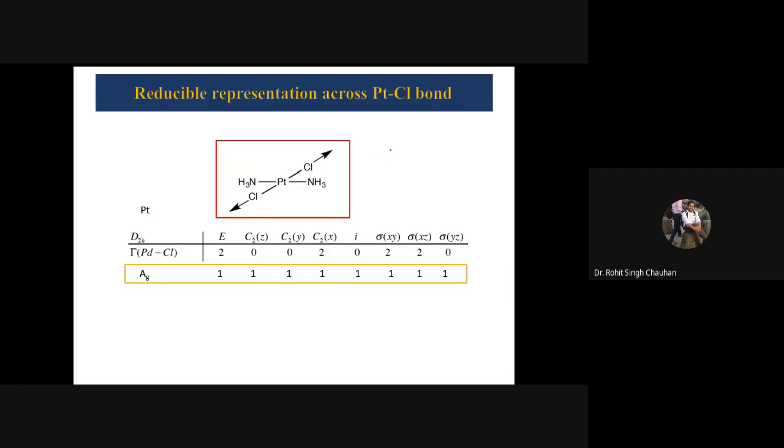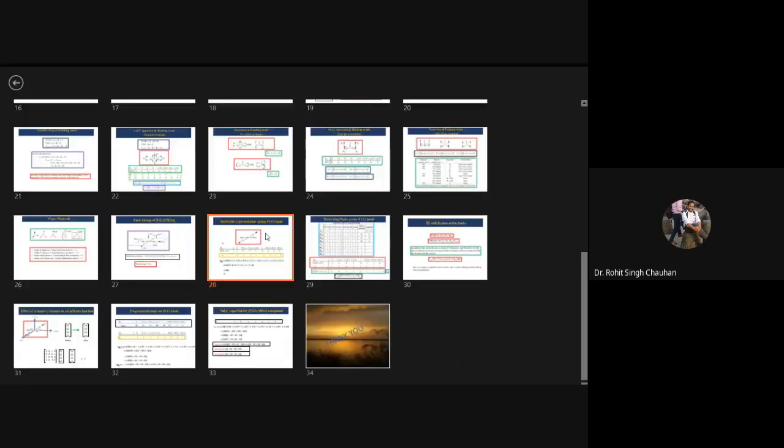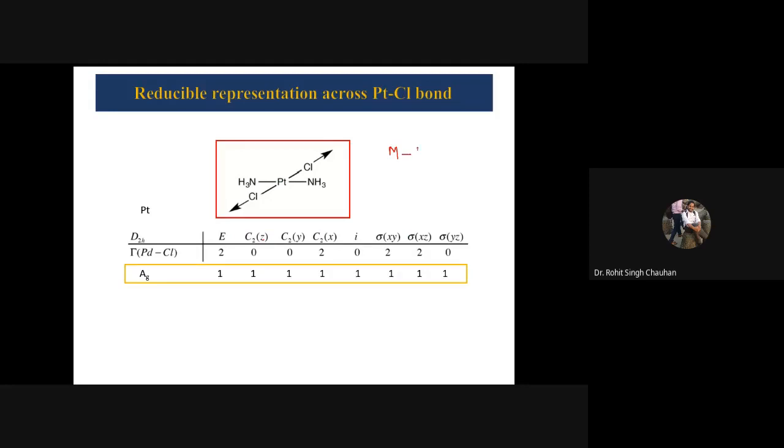One is M-NH3, and the second type of bond is M-Cl. I can show you here. One is this type of bond and another is this type of bond. The angle will also vary, but to make it easier for you, my main motto is to reduce this reducible representation with respect to the metal-chlorine bond. Okay, let's go. I have already reduced it, but you can make it as a practice. Now we will work it out.